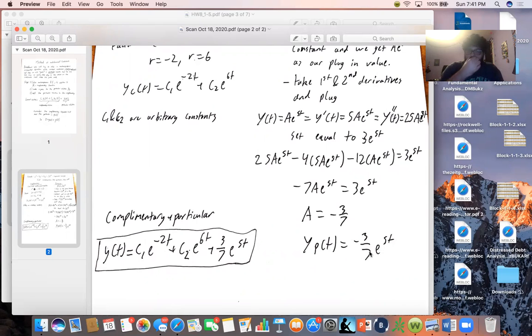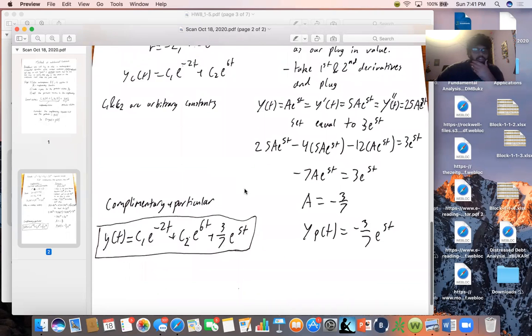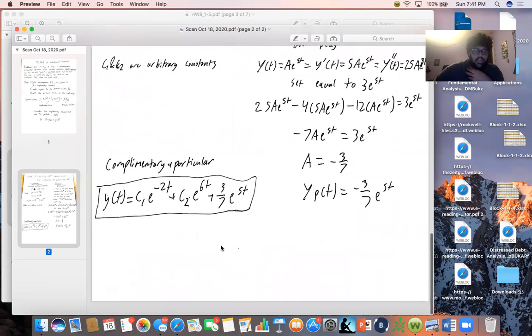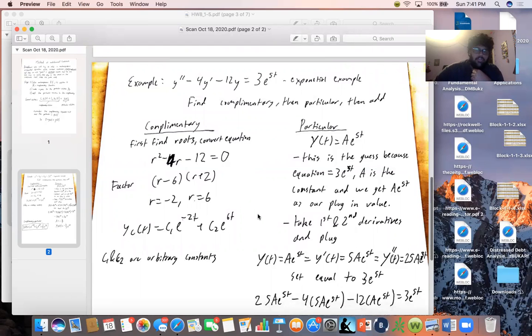This is going to give you your g(t). So then you're just going to add the complementary and the particular, and you get y(t) = c1 e^(-2t) + c2 e^(6t) - 3/7 e^(5t). So that is how you would get your general solution to a non-homogeneous differential equation.